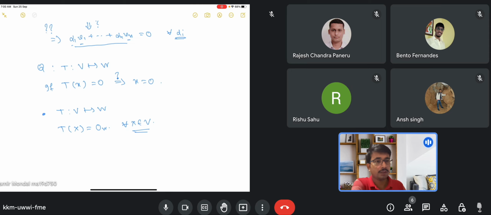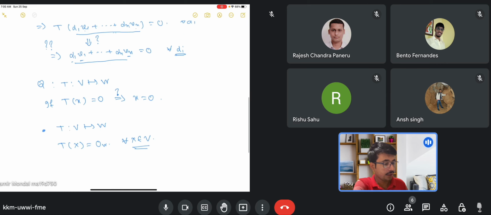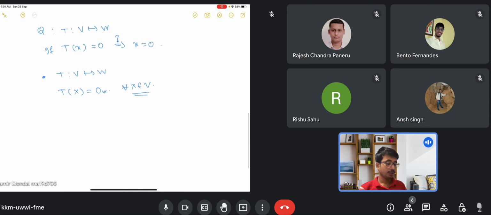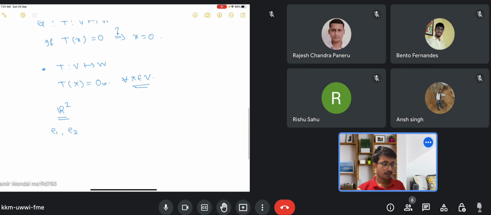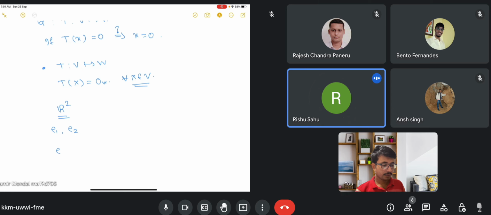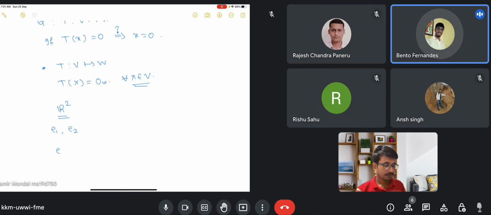Try to use the concept you previously told. If one of the elements goes to 0, so I am taking R2. These are the basis, e1 and e2. These two are the basis. So you can take a mapping from R2 to R, T of some (x, y) equal to x minus y. Yeah, you can also take this one.